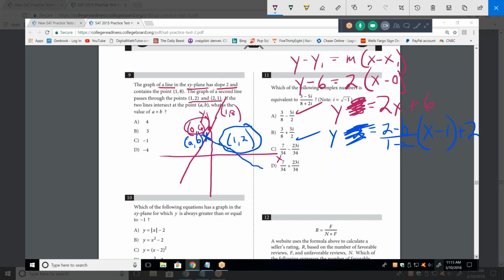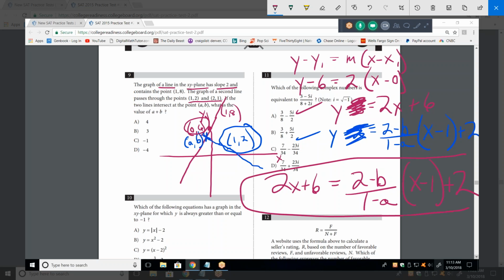So now I can say 2x plus 6 has to equal (2 minus b) over (1 minus a) times (x minus 1) plus 2. Now, here's an equation, and they're asking me what a plus b could be equal to. Wow. There's a lot of steps for this one. There's more than a lot of steps. I'm not even sure I'm taking the right ones.